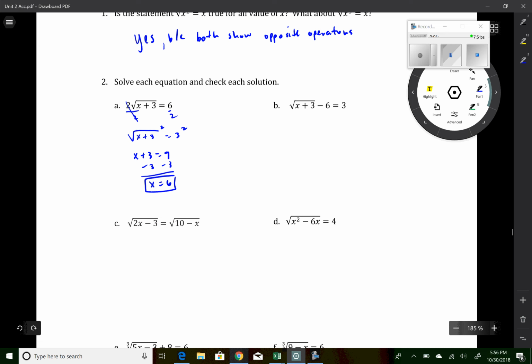x equals 6 checks. If you plug that in, you get the right answer. If you were to graph both sides of the equation, like set this side as y1, this side as y2, you'd see they'd intersect at the x value of 6 as well.